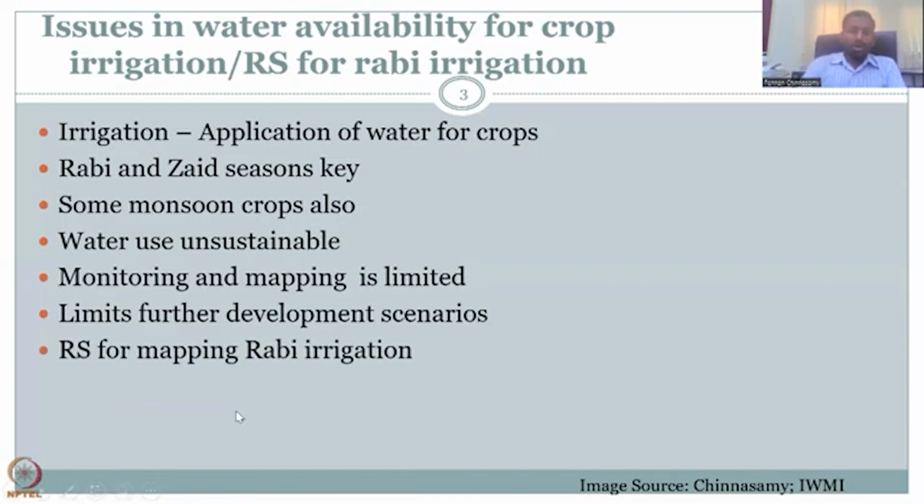Remote sensing can help in mapping Rabi irrigation patterns. Basically, the area is key. Once we know the area, using the evaporation and transpiration water demands, we can assess how much water is needed for the particular crop, particular area.